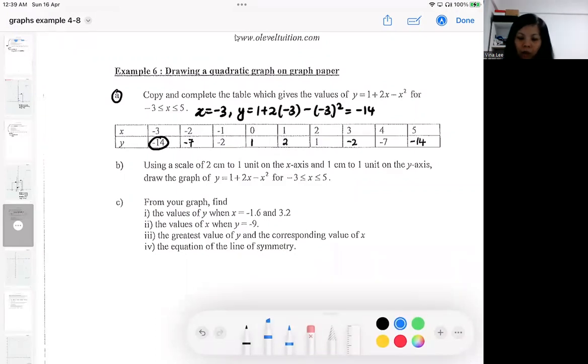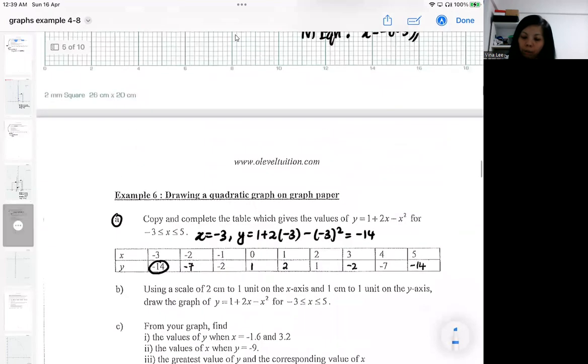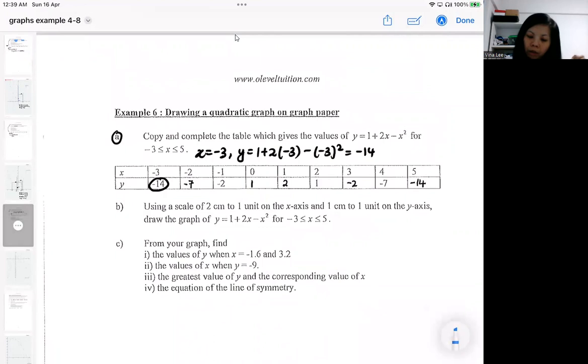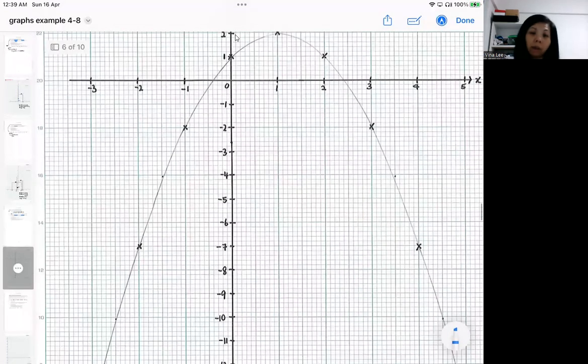So for part A, your job is to copy the table onto the graph. Okay, so you will need to copy. And then for part B, your job is to follow the scale. And then you draw properly. And then for that, you will earn 3 marks.